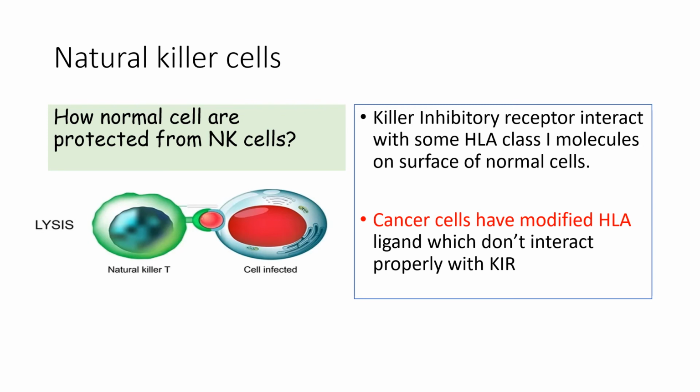So, how are they protected? They have killer inhibitory receptors which interact with HLA class 1 molecules present on the normal cells. Once they come in contact with the virally infected cell, the natural killer cells release the lethal substances which lead to the death of these infected cells, killed even before they are able to multiply.